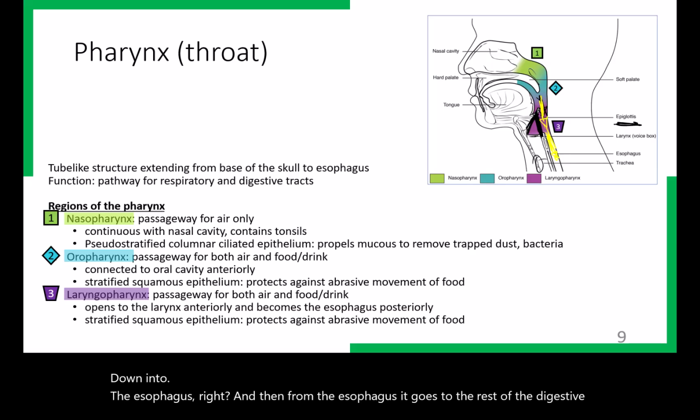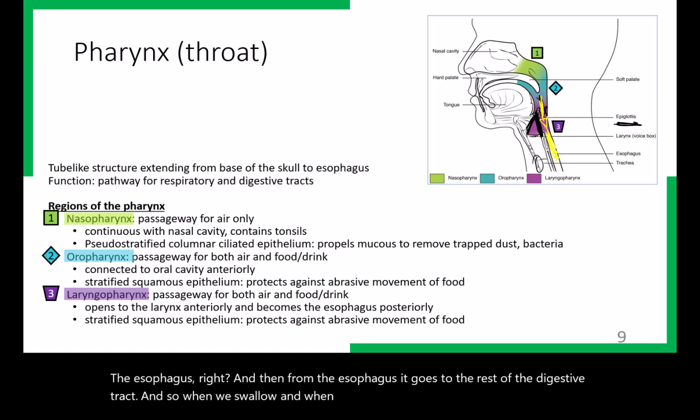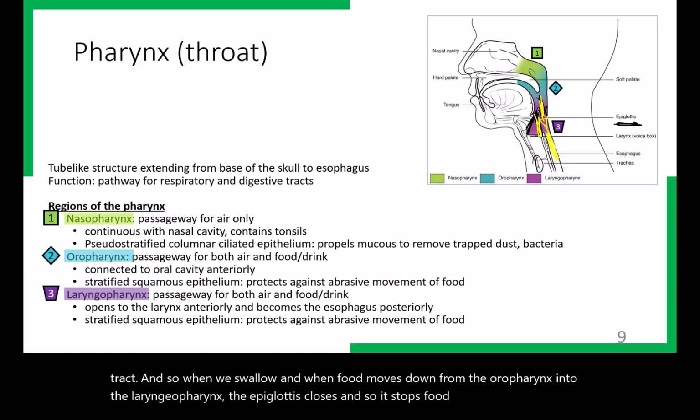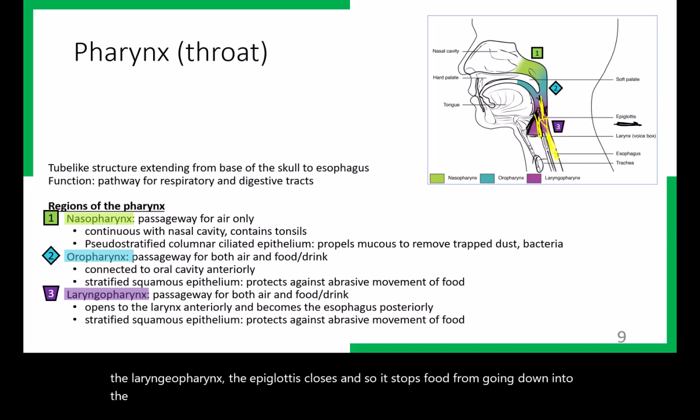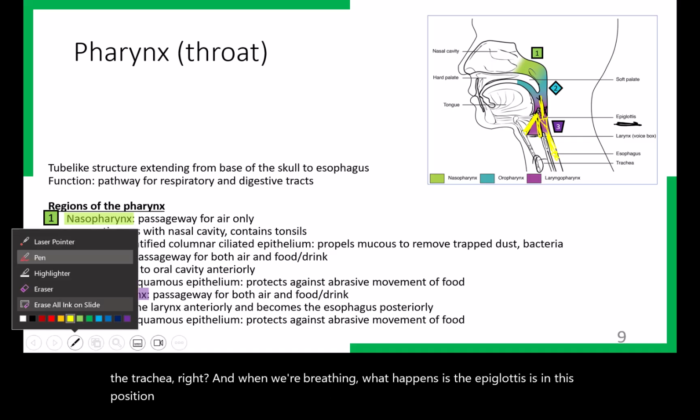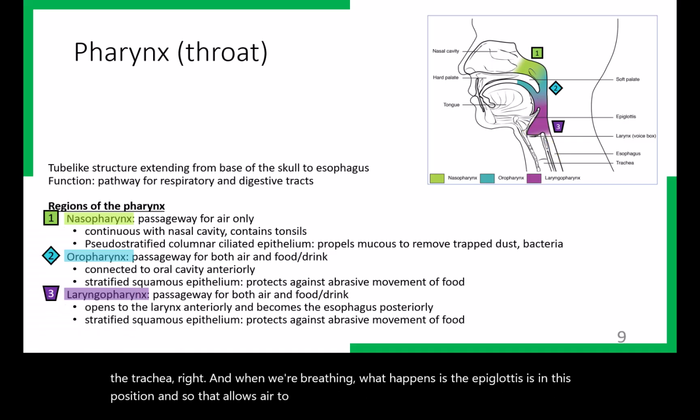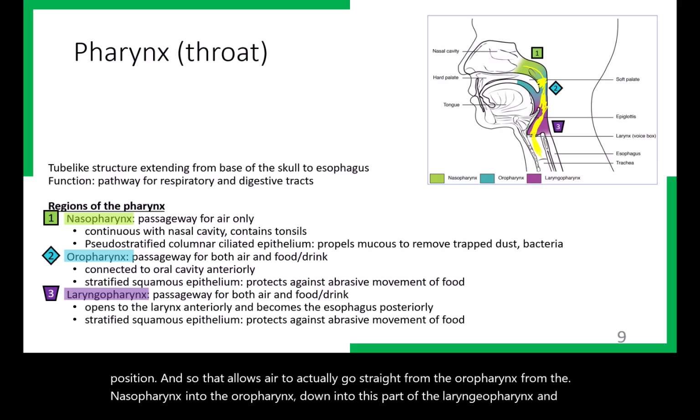And then from the esophagus, it goes to the rest of the digestive tract. So when we swallow and food moves down from the oropharynx into the laryngopharynx, the epiglottis closes. And so it stops food from going down into the trachea, right? And when we're breathing, the epiglottis is in this position. And so that allows air to go straight from the nasopharynx into the oropharynx, down into this part of the laryngopharynx, and then into the trachea, right?